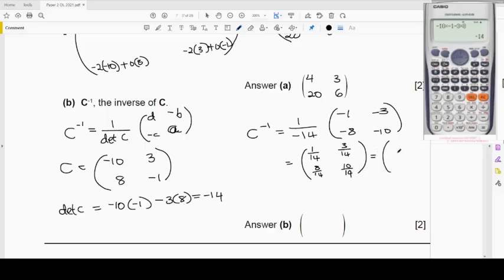So this is 1/14, 3/14. This 8/14 is 4/7. 10/14 is 5/7. So that's our final answer. Here I have 1/14, 3/14, and 4/7, then 5/7.